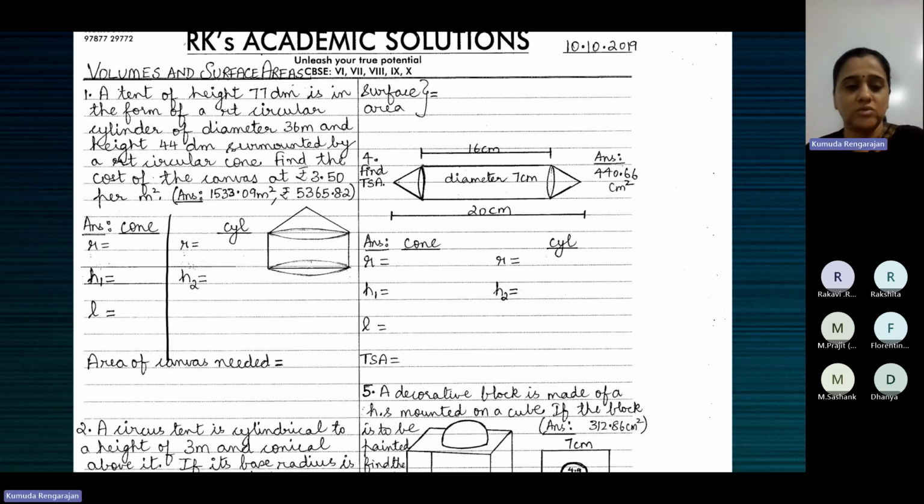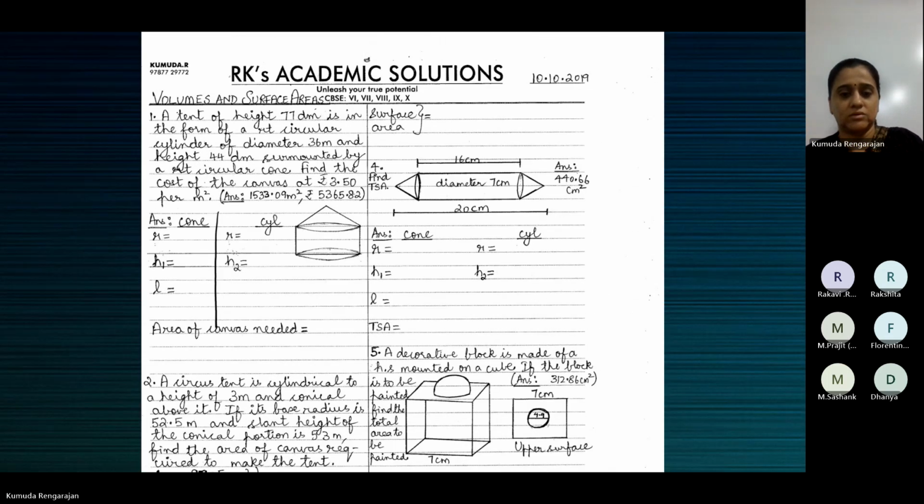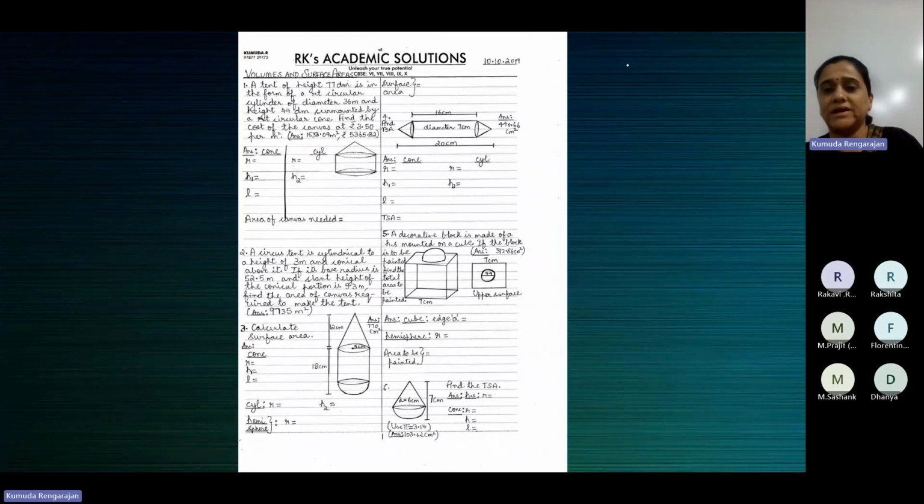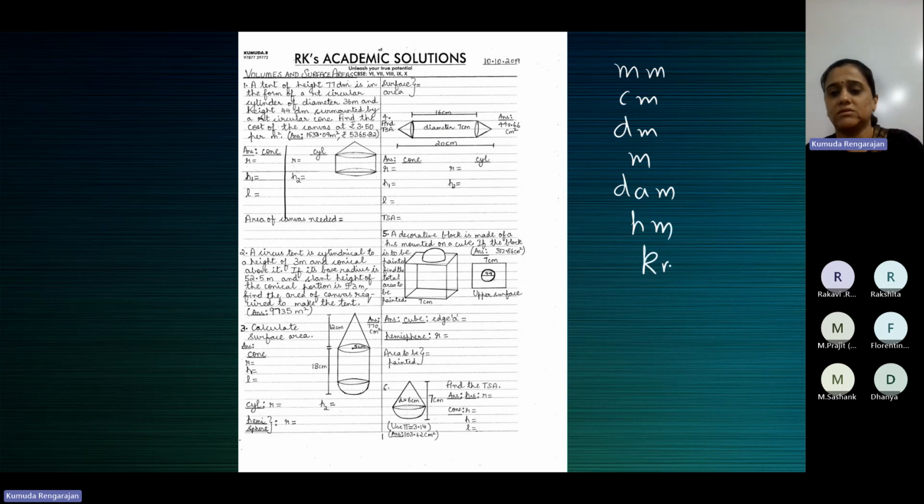Oh, conversion. Okay, so I'll just write the metric chart for you. I'm writing in ascending order: millimeter, centimeter, decimeter, meter, decameter, hectometer, kilometer.